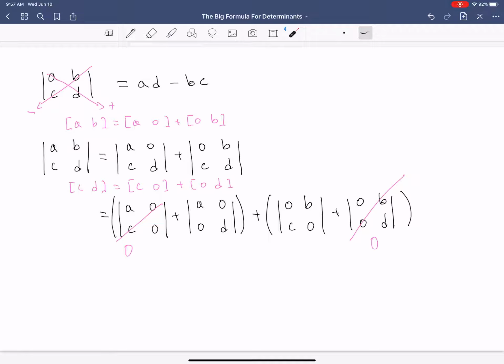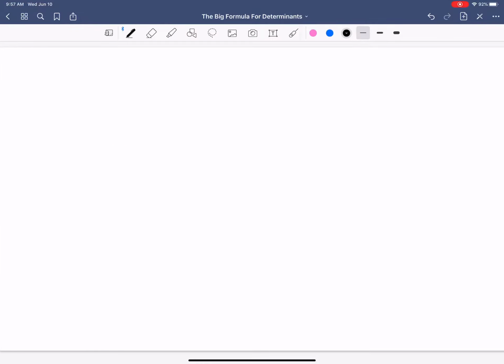So that is exactly how the formula works, and you will see that repeated in the 3 by 3 case. Okay, so that's exactly how it works, and it comes from linearity. So here again we get that formula. We can factor A and D out, get the identity matrix, then factor B and C out, get the permutation matrix. Okay, let's move to the 3 by 3 case.